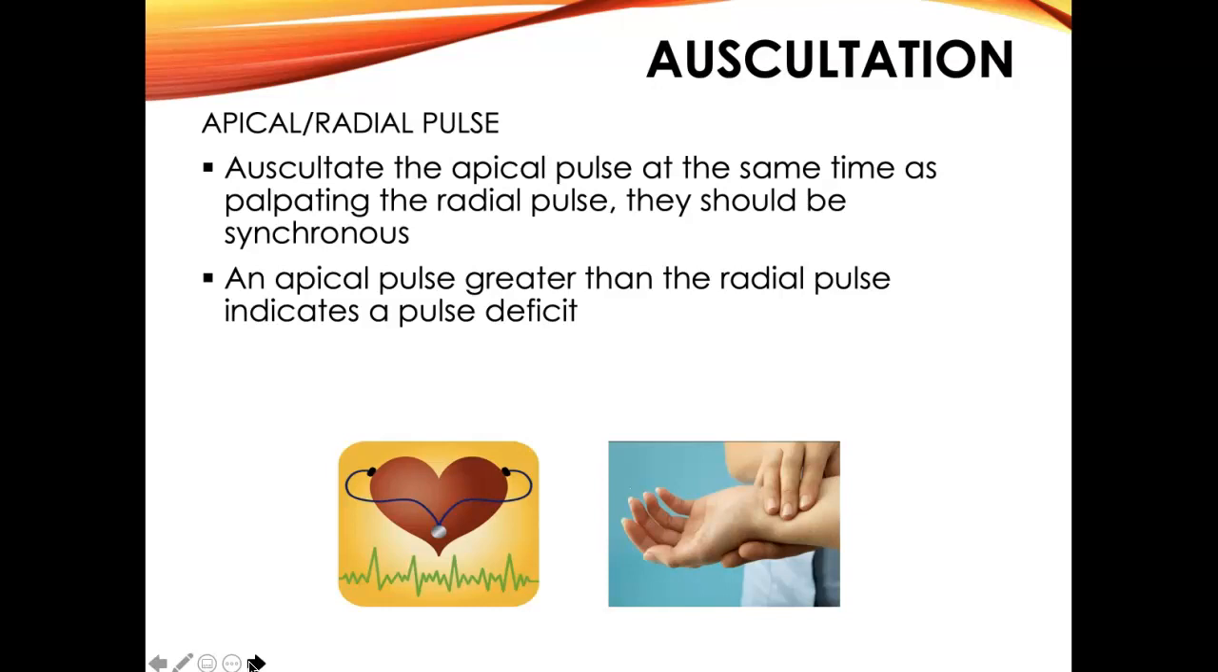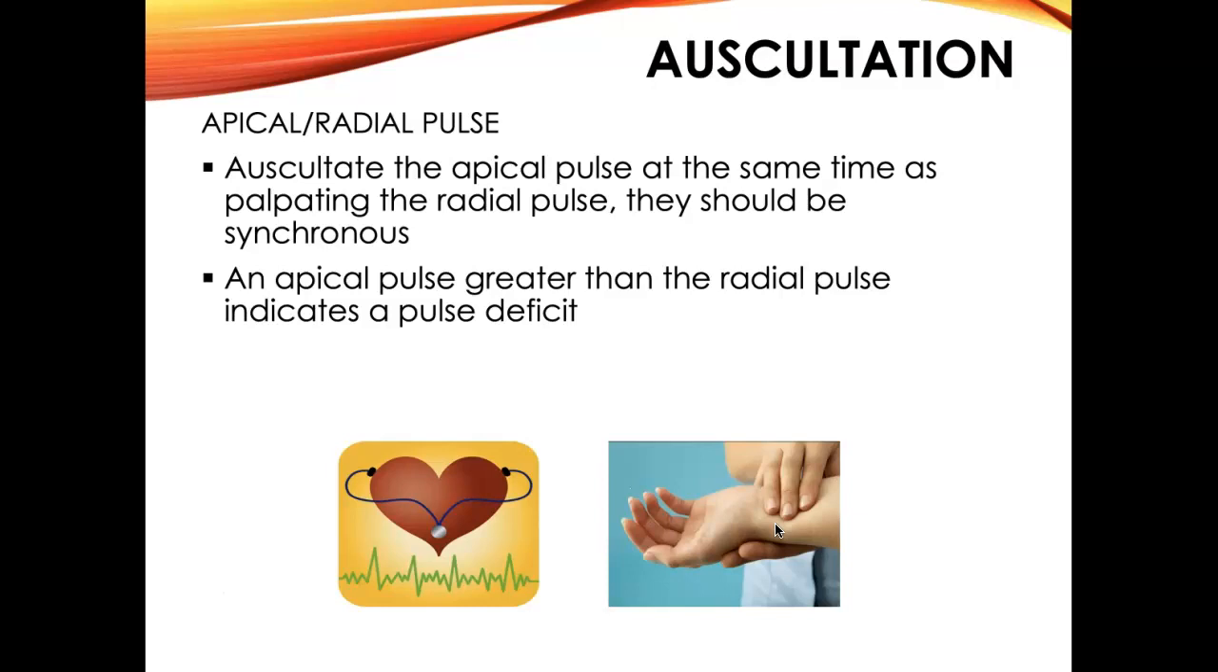All right. We also like to see if there's any type of what we call a pulse deficit. So while you're listening to the apical area, feel for a pulse in the wrist, which is done on the side of where the thumb is. If you notice here, she's got her fingers there on the thumb side of her wrist. You're going to feel for a pulse at the same time you're listening at that apical area. Ideally, the pulse that you feel in the wrist and what you hear in the chest should be synchronous, or happening at the same time. If it's not, that indicates that there's a pulse deficit. And again, there may be some underlying cardiac disease.